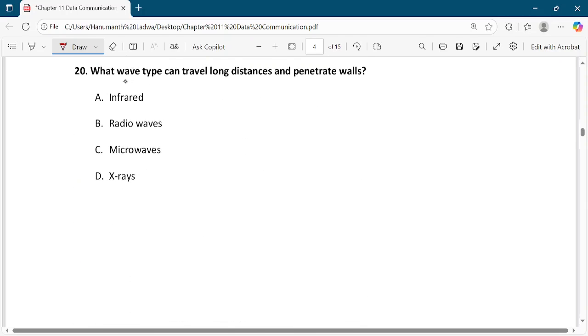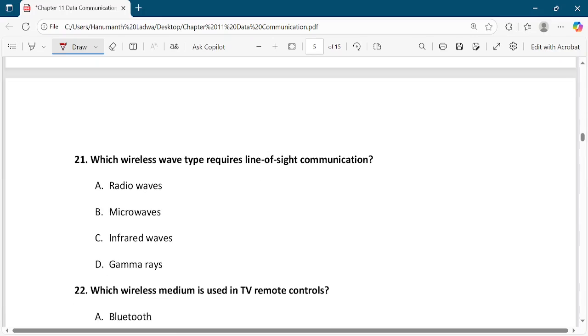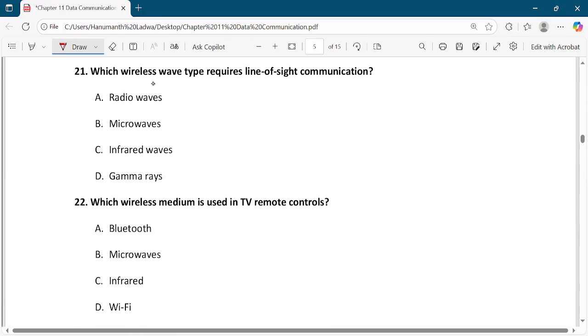Question number 20. What wave type can travel long distances and penetrate walls? Option A, infrared, B, radio waves, C, microwaves, D, X-rays. Here option B, radio waves is the right answer. Question number 21. Which wireless wave type requires line of sight communication? Option A, radio waves, B, microwaves, C, infrared waves, D, gamma rays. So here option B, microwaves is the right answer.